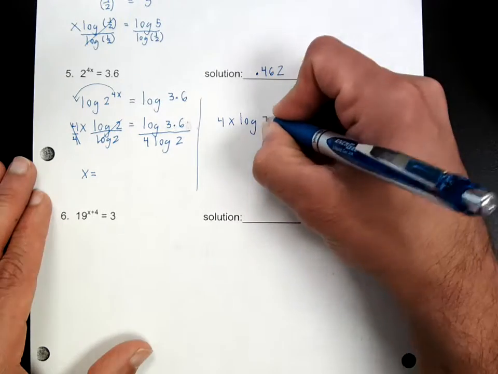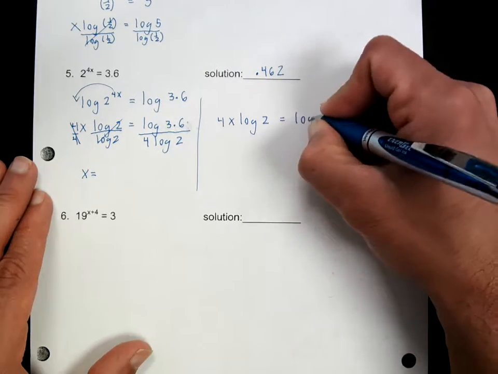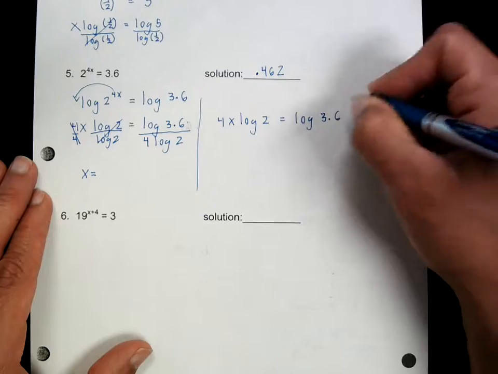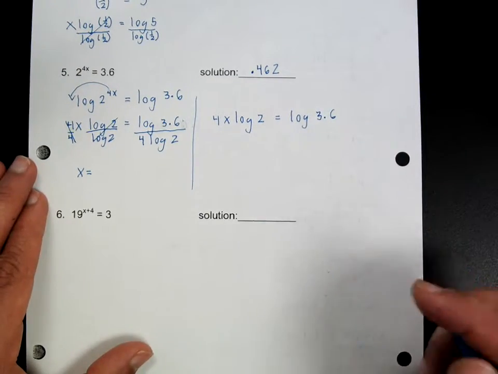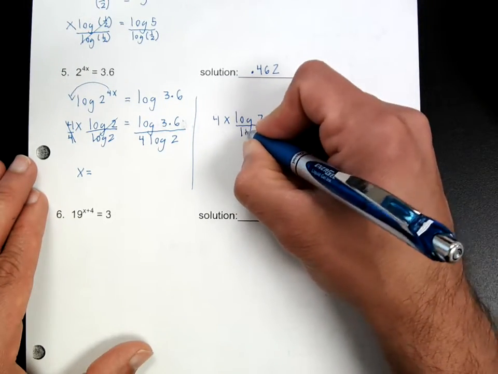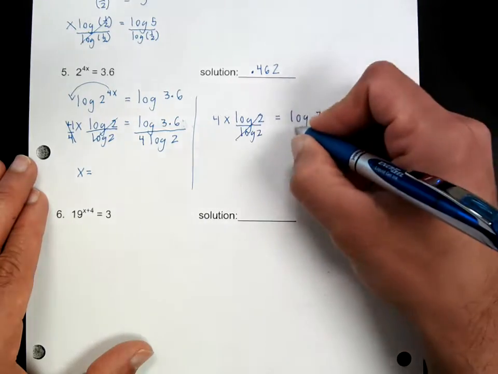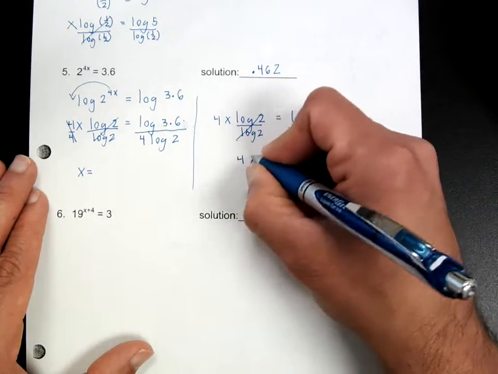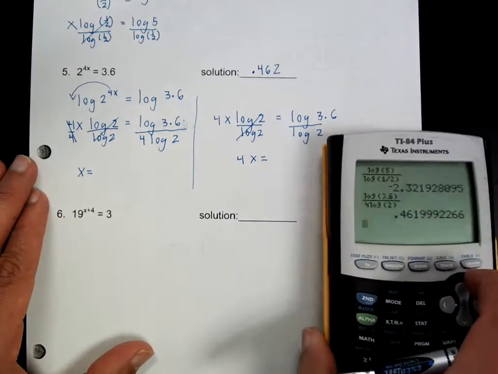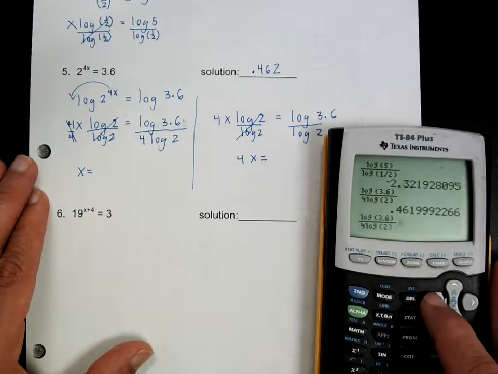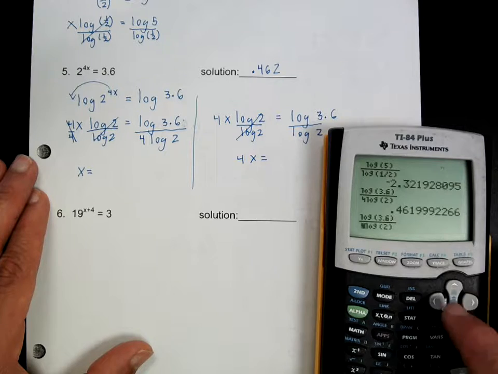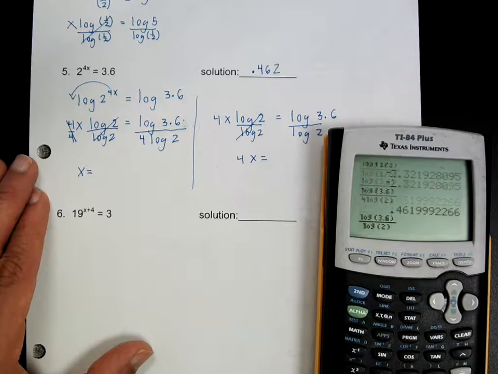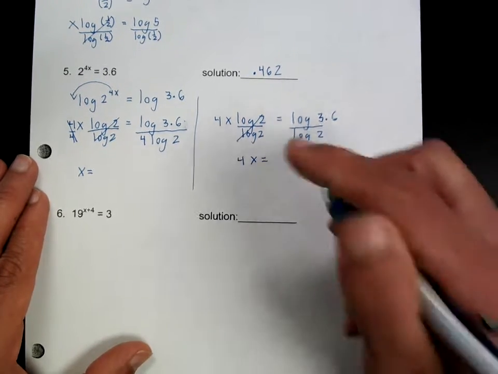So you're not confused. I see some faces, some confusion. All right, so what I was saying is that if you don't want to do it like that, you can divide both sides by log of 2. So this is the alternate way. It'll give you the same answer, but this is 4x is equal to, that would be equal to 1.84.